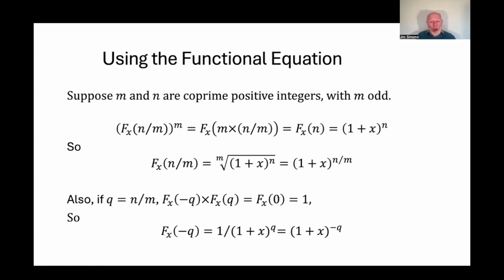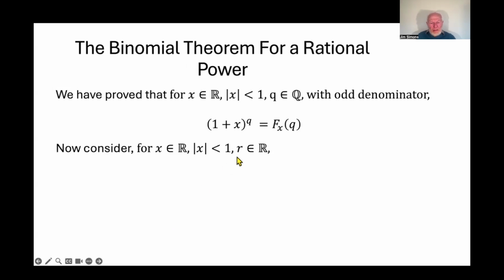But now let's think about a real exponent. So these two things here are both continuous functions. That definitely is. And we established right at the beginning that that is too. So if they agree on all rational numbers with odd denominators, they agree everywhere.